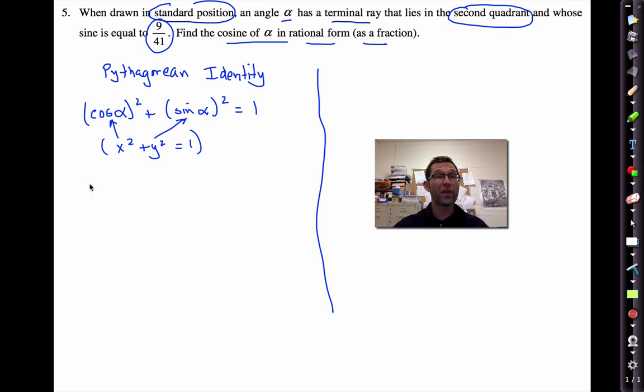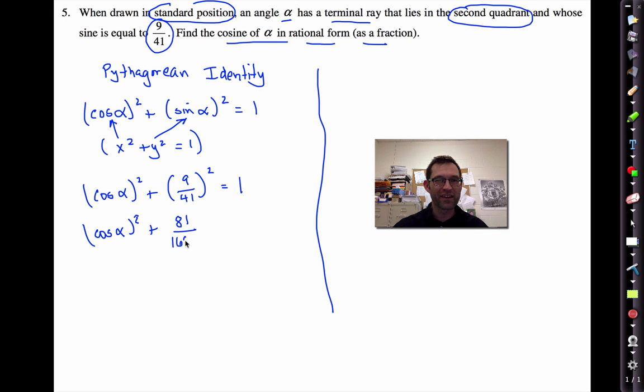So, since I know that the sine is 9 divided by 41, I can just put that in for sine. Now keep in mind, because this can be very, very tricky, that's what the sine of the angle is. That's not what the angle is. I don't want to put that in for alpha. I want to put it in for sine alpha. So let's do some math here. We get cosine squared plus 9 squared, which is 81, over 41 squared, which my calculator says is 1681, equals 1.